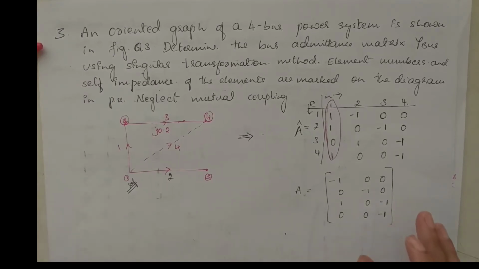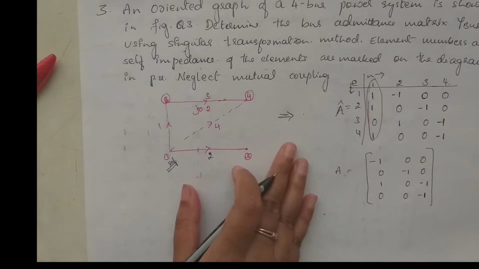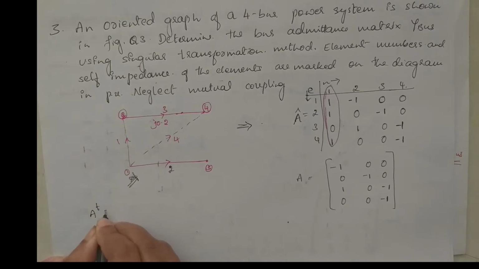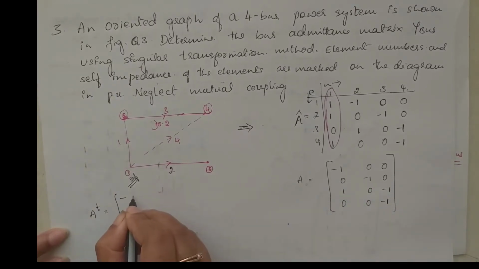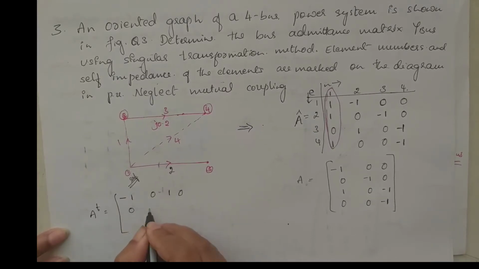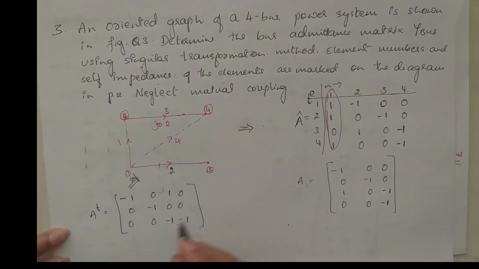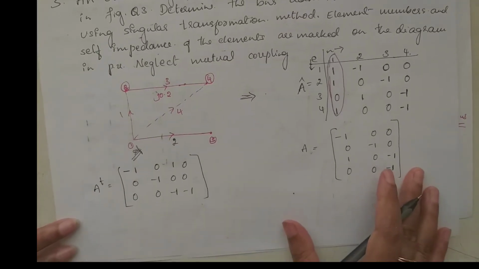From matrix A, we are going to get matrix A transpose. In A transpose the column becomes row: -1, 0, 1, 0, 0, -1, 0, 0. The third column becomes the third row: 0, 0, -1, -1. And we want matrix Y.